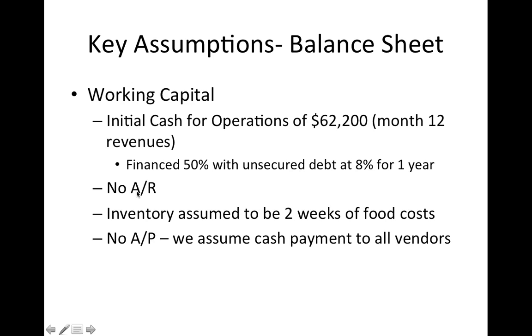We don't assume any accounts receivable. All our customers are going to pay cash. They may pay with credit card, but we're really talking about just the timing of the transaction payments. So we've not built anything in for that. We assume an inventory of about 2 weeks worth of food costs. Can't really go much more than that because then things start to spoil, and that's the primary element of inventory. And we don't assume any accounts payable right now. We assume that we pay all vendors in cash. We may have the option of doing something different, but at this point we're just going to make that simplifying assumption.